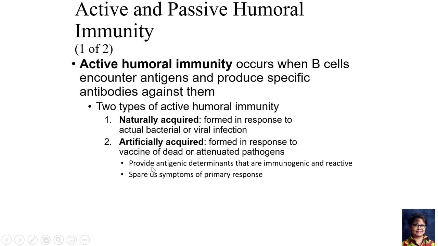With the artificial, that means you form a response by getting something that is not natural, and that is maybe an attenuated form of the antigen itself, which we call a vaccine, okay. And so this artificial acquired humoral immunity is formed in response to a vaccine that is made in the lab. These vaccines provide antigenic determinants that are immunogenic and reactive, but usually they will spare us the symptoms of the primary response.